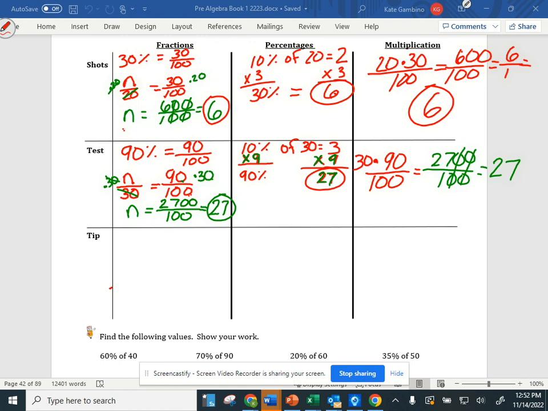Thinking about how we set up our previous problems. This is quiet, working it out yourself. Evan, try to do it yourself. Look at how we worked out the shots and the test, where we put the percentages and the fractions, how we worked that out.